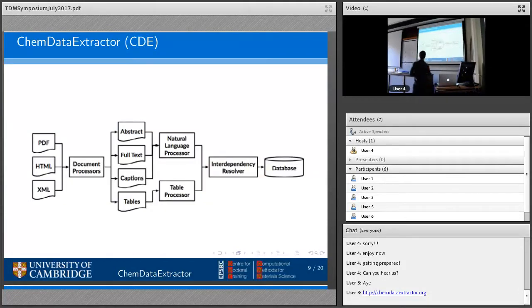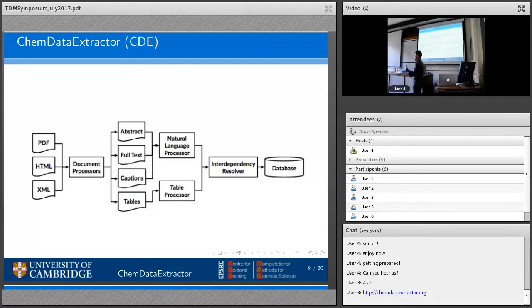So this is a general overview of how ChemDataExtractor works. I'll go into more detail with each block in the coming slides, but the idea is we start off with a paper or thesis or patent in PDF, HTML, or XML. We pass it through this natural language processing pipeline, and what we get out at the end is a database of chemical records.